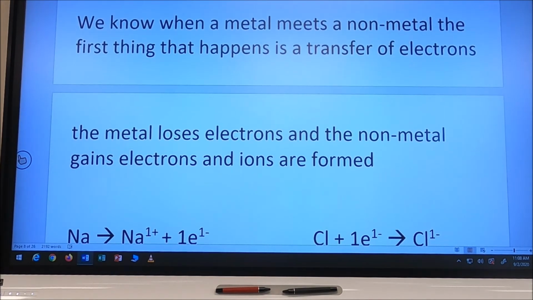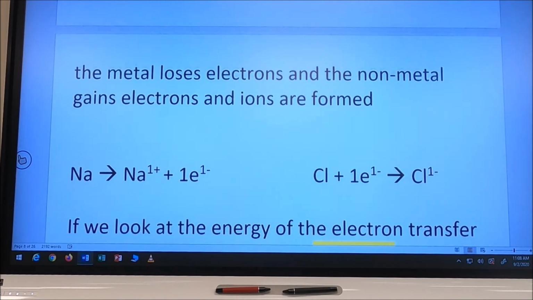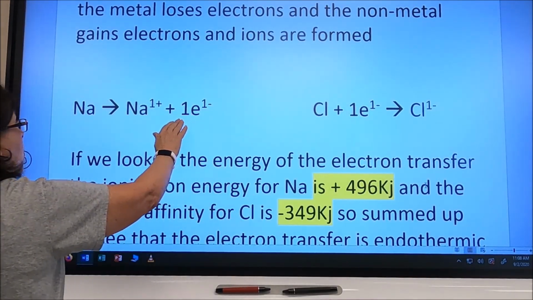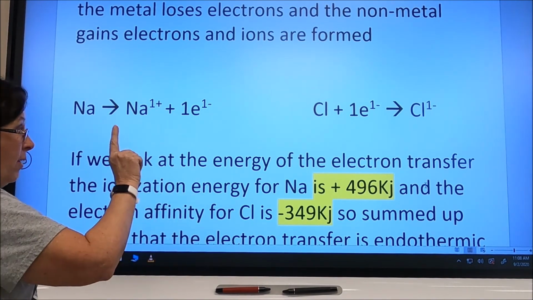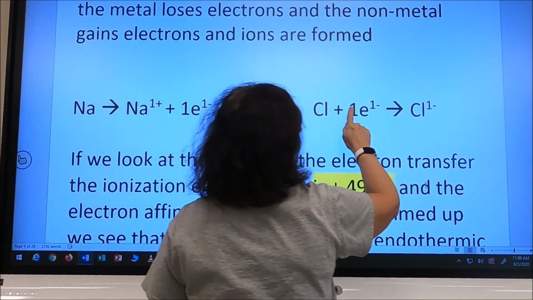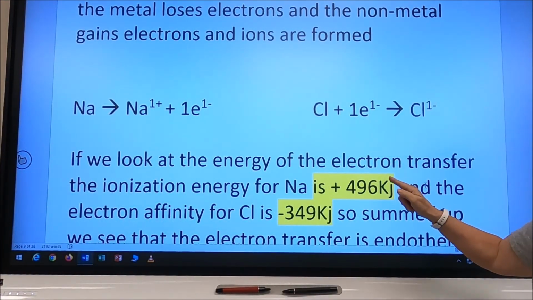Now, we already know that nonmetals want to gain electrons and metals want to lose electrons. So if I bring a metal in contact with a nonmetal, we should see an electron transfer. Metals lose, nonmetals gain. So if I brought sodium in contact with chlorine, the sodium is going to give up one electron. If you draw its Lewis dot symbol, it's only got one dot, to form the sodium plus one ion. Chlorine is going to want to pick up an electron to become the chloride ion.